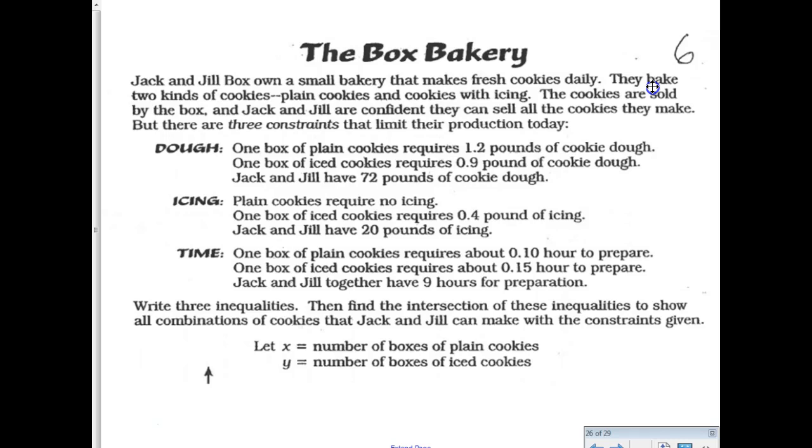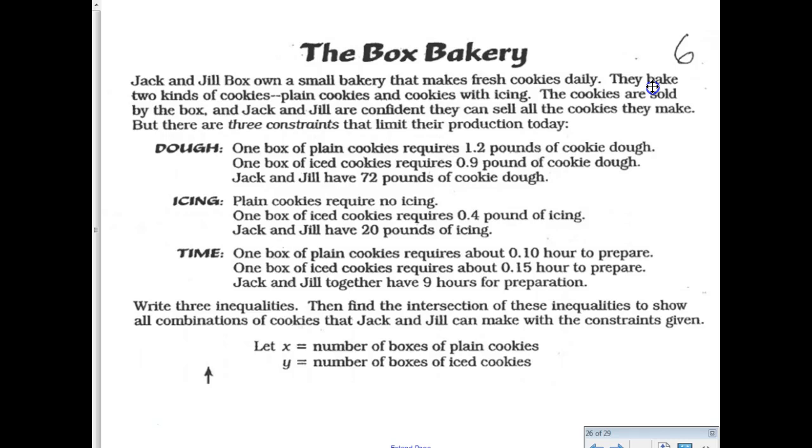Got it? All right, so I love this question because I like cookies. I like baking cookies. I like eating cookies. This is all about cookies. We got Jack and Jill. They own a small bakery, and they're making fresh cookies daily. They bake 2 kinds of cookies, plain and cookies with icing. I feel like Jack and Jill are going to go out of business. This doesn't seem well thought out.